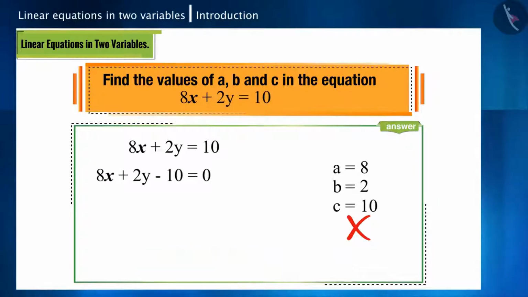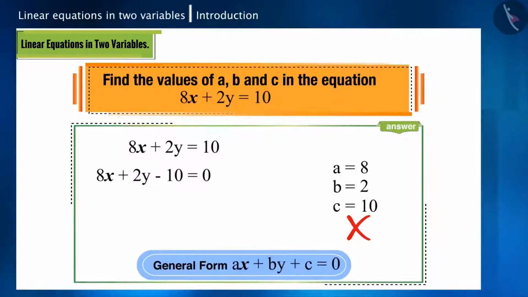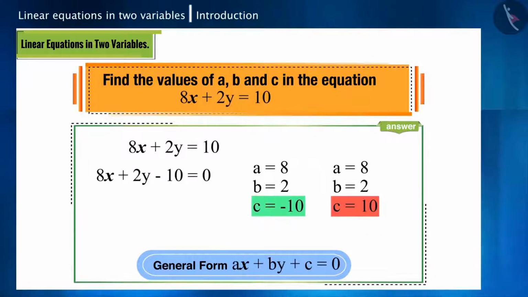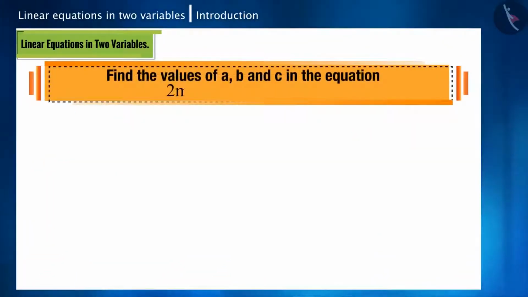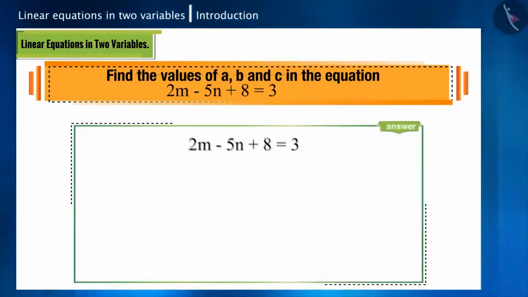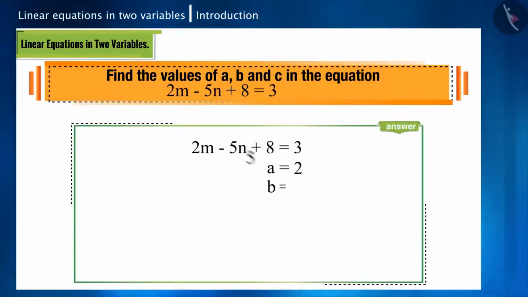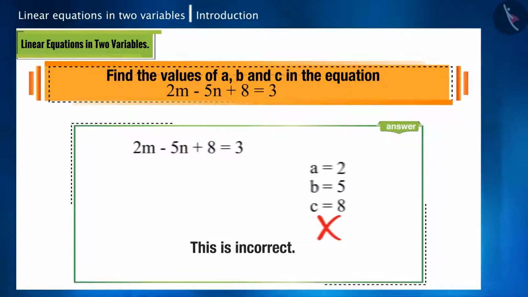Now, we can compare it with the general form. So, here a is equal to 8, b is equal to 2 and c is equal to minus 10, and note c is not equal to 10. Let's take another equation. Find the values of a, b and c in the equation 2m minus 5n plus 8 is equal to 3. If you think that here a is equal to 2, b is equal to 5 and c is equal to 8, then you are incorrect.